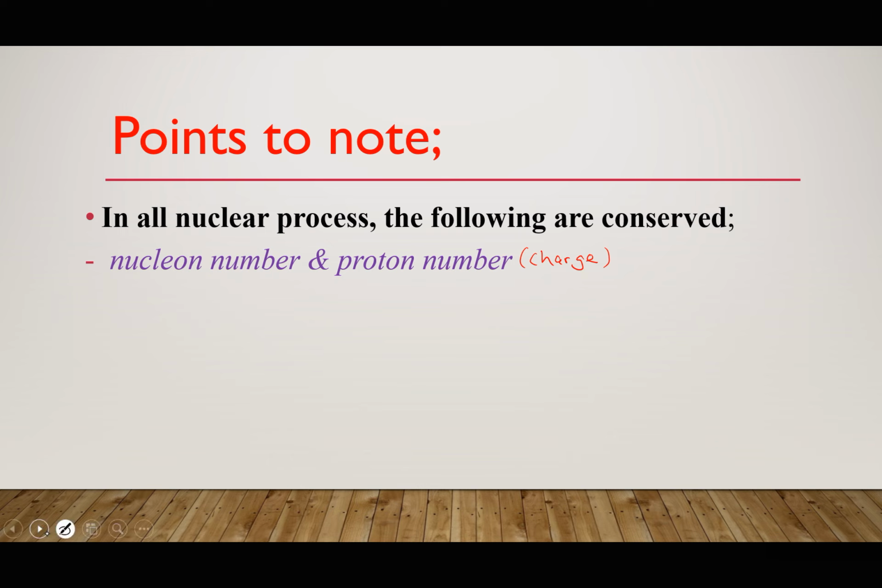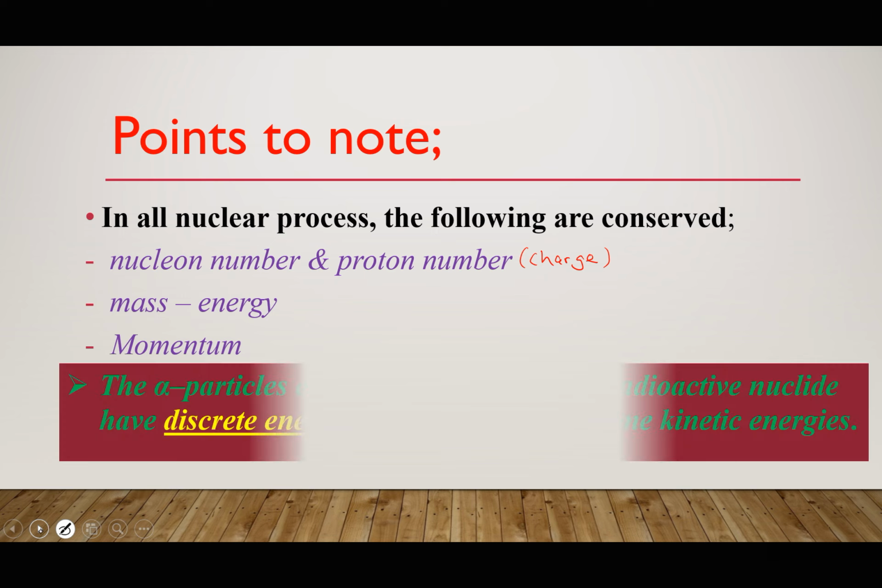Number two, if there's a difference in mass, energy is emitted to compensate for the difference in mass. And that's what we call mass energy being conserved. Of course, for all processes, momentum is conserved. These three are always conserved in every nuclear process. Total momentum remains constant if the system is isolated. Mass energy is conserved. Nuclear number and proton number are always conserved.